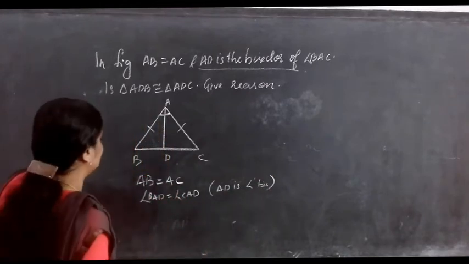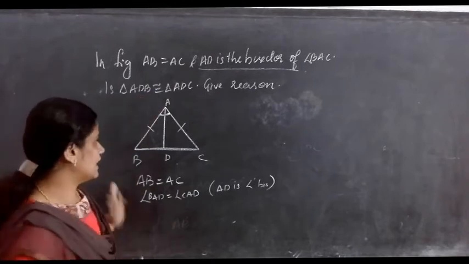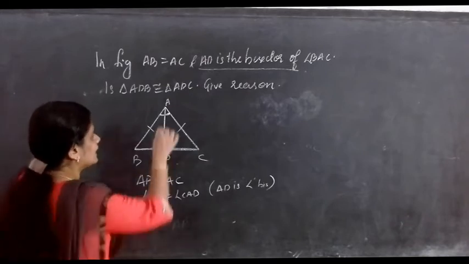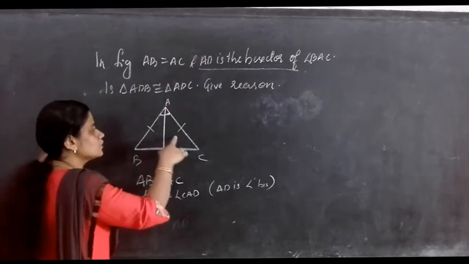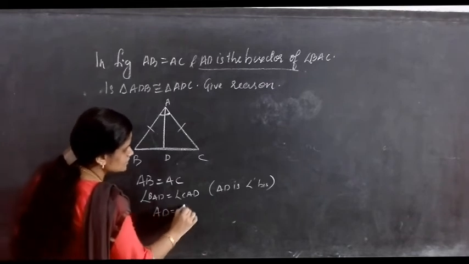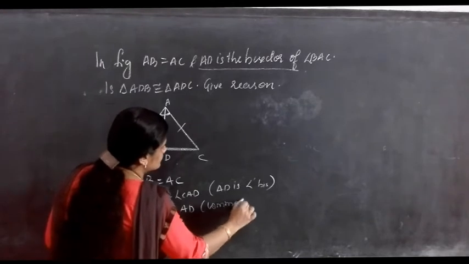Okay, now the next thing. So we got one side equal, one angle equal. Is there anything else equal or common here? Yes, AD is the common side for both the triangles. Children, so what can you have? AD is equal to AD. That is the common side.